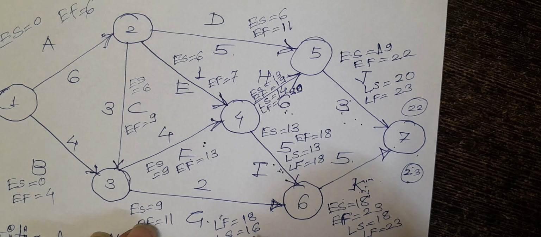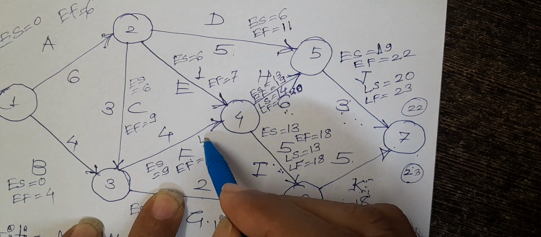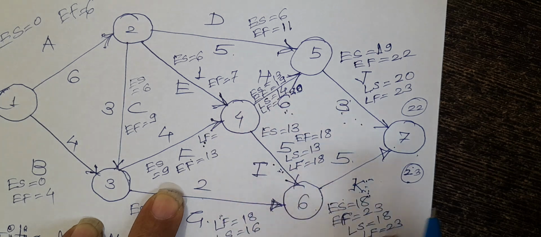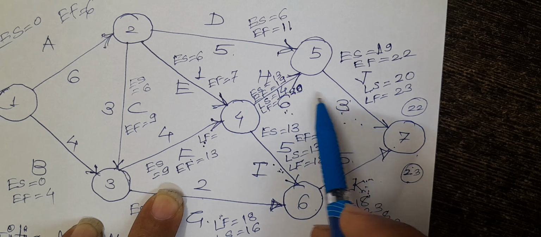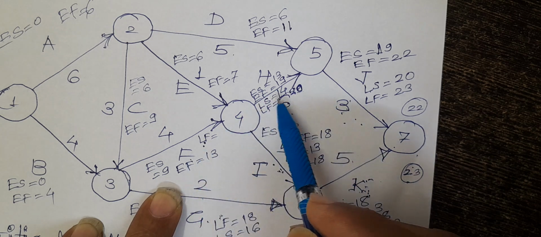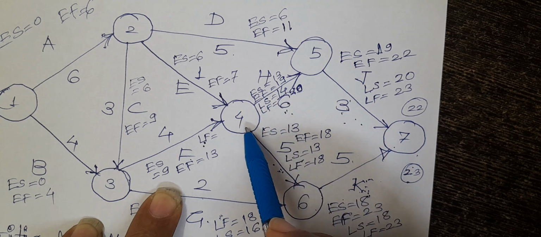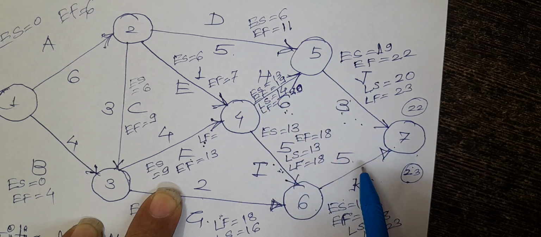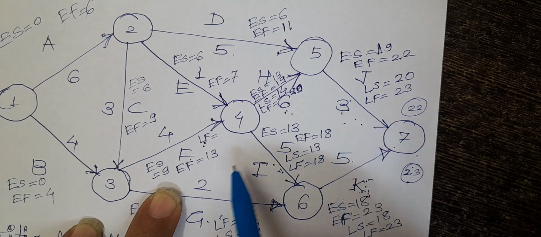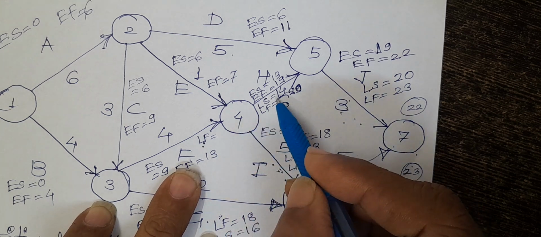Now come to the F. This is F. What is the latest finish for this activity? We have to take here the minimum, because we are moving from left to right. So we have to take the minimum as two branches are going from this node. So this is one path, this is another path. 5 plus 5, 10, 6 plus 3. So we have to take on this side. So latest finish is the latest start of this activity.